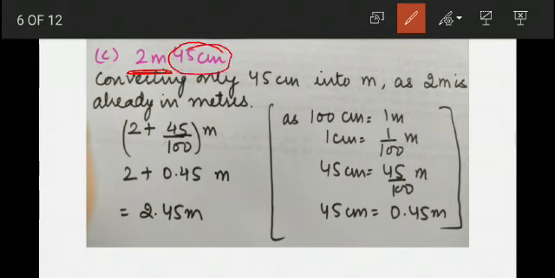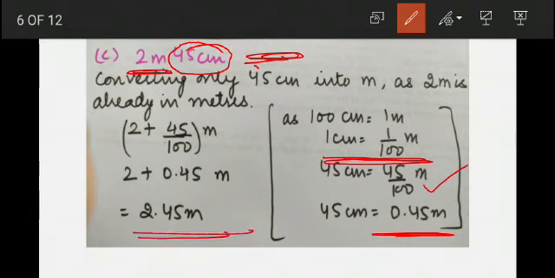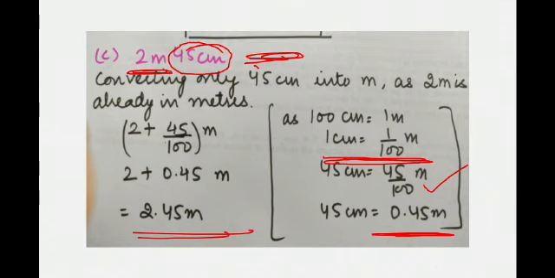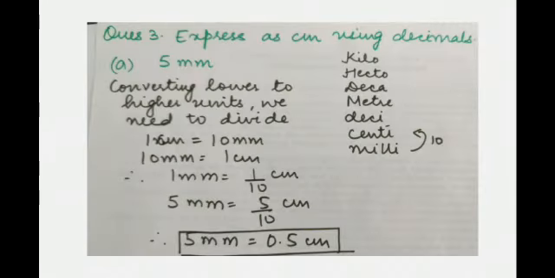We have just now seen in the previous example, centimeter is a lower unit and meter is a higher unit. When we want to convert centimeter into meter, we need to divide it by 100. So 45 divided by 100 becomes 0.45 meters. Now we are going to add it to the remaining part of the given question, that is 2 meter, which was already in meters. So 2 plus 0.45 meter becomes 2.45 meters.